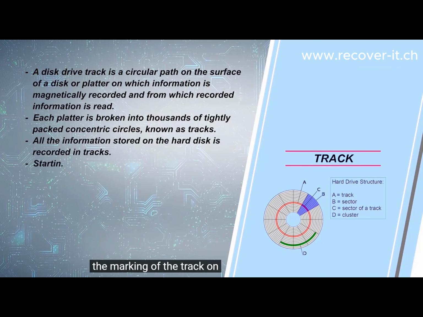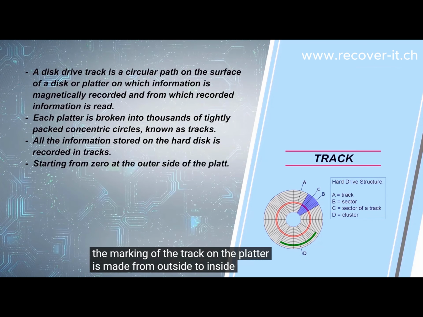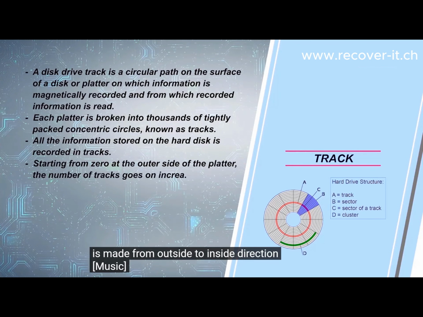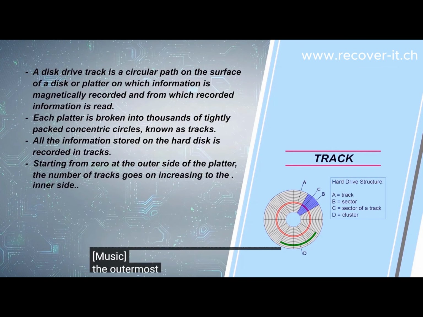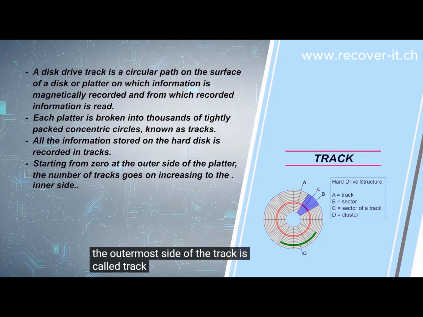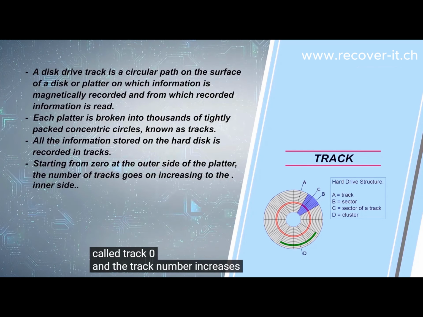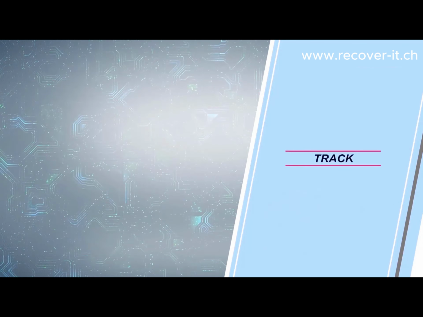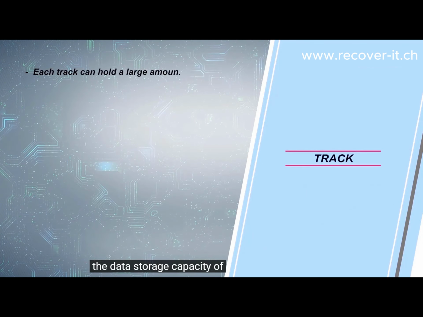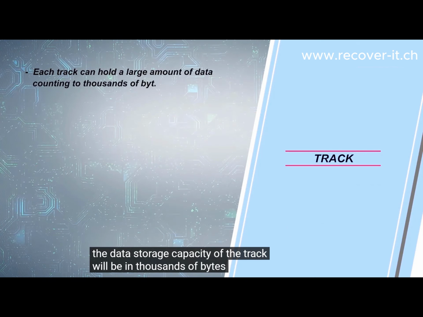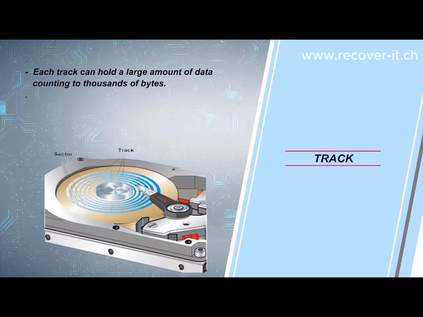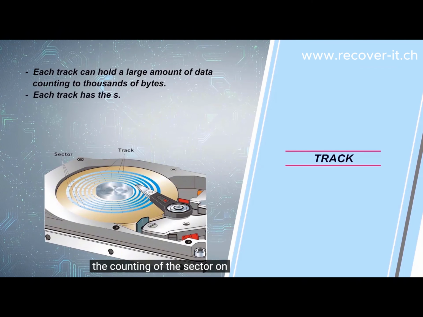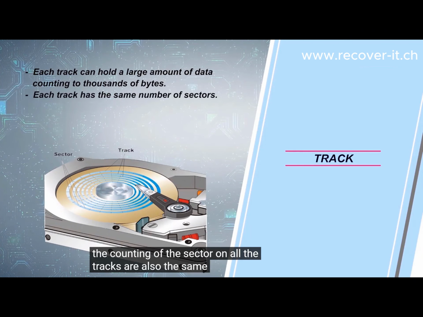The marking of the track on the platter is made from outside to inside direction. The outermost side of the track is called track 0, and the track number increases while moving inwards. The data storage capacity of the track will be in thousands of bytes. The counting of the sectors on all the tracks is also the same.